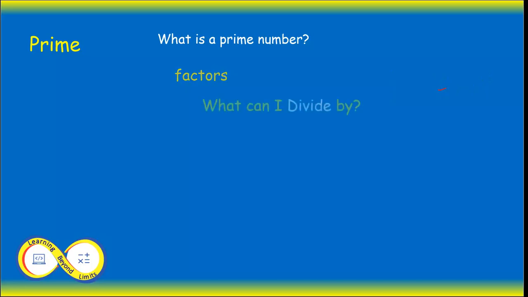Today we want to talk about primes, prime numbers. What exactly is a prime number? Well, a prime number is a number that has two factors, one and the number itself. So when we think about what a factor is, we should think about the word divide. And we should ask, what can I divide the number that we want to find the factors for by?